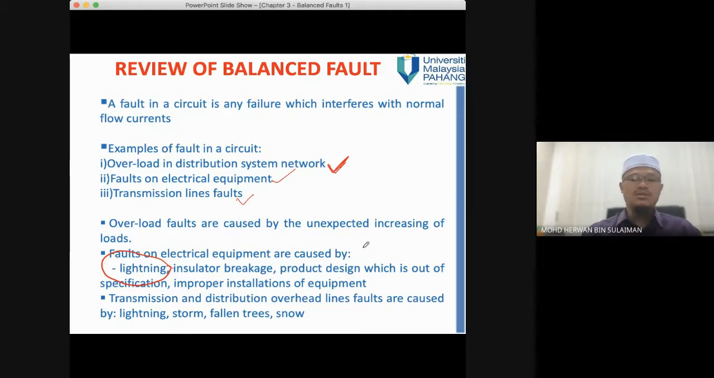Insulator breakage, product design problem. In industry they call it NG. When I worked in Japan, if the product is okay, it is good. If the product has a problem or a design problem, we call it NG, no good, in Japan. Okay, no good. And then transmission and distribution overhead line faults are caused by lightning, storms, fallen trees, snow.